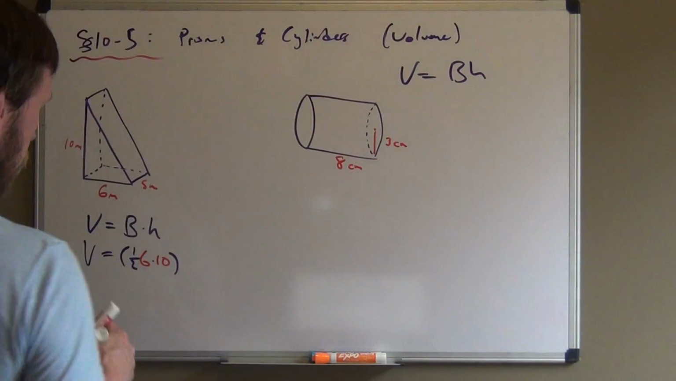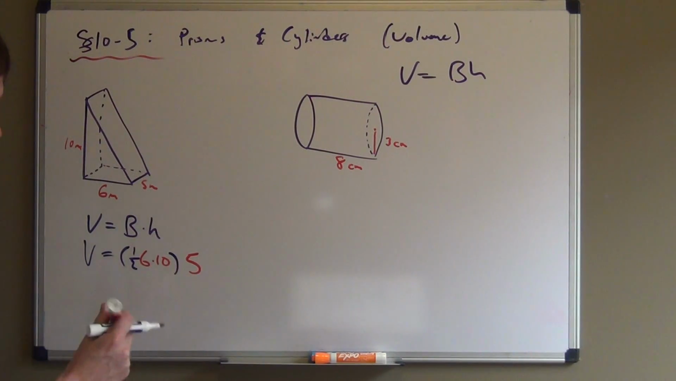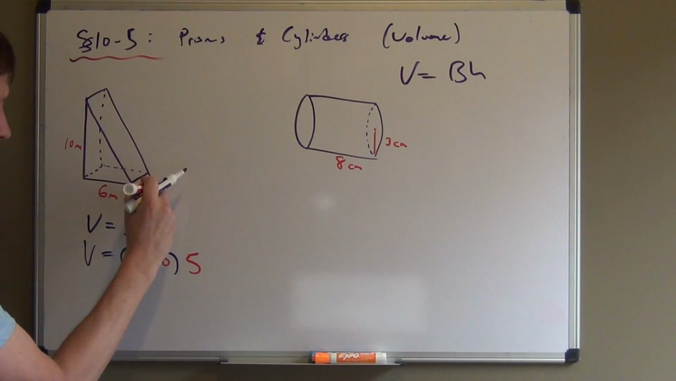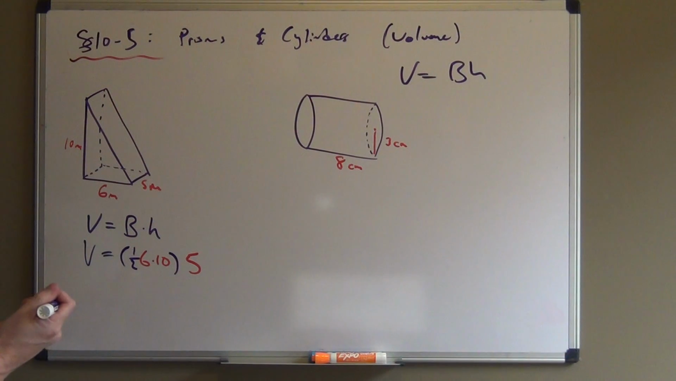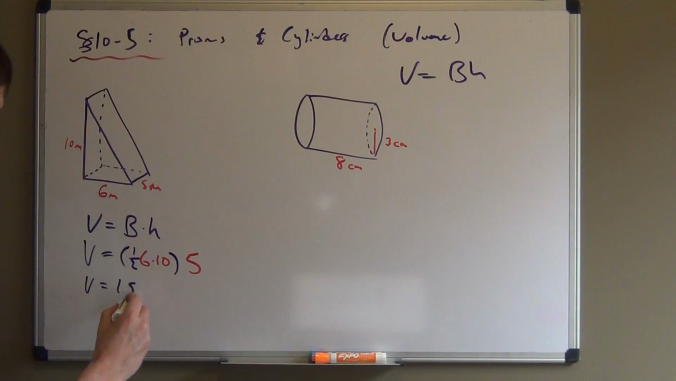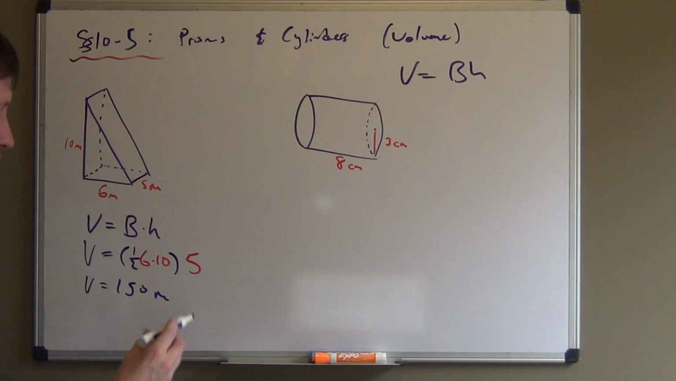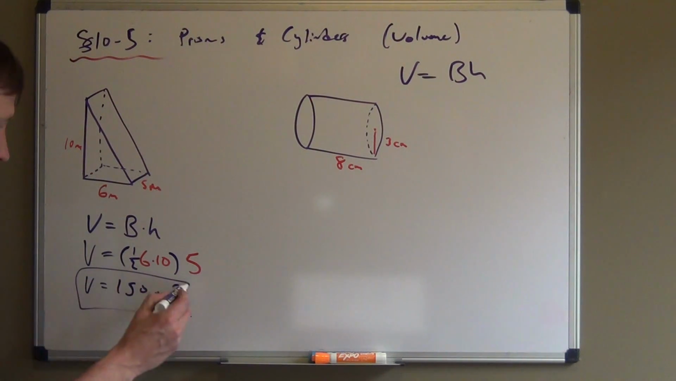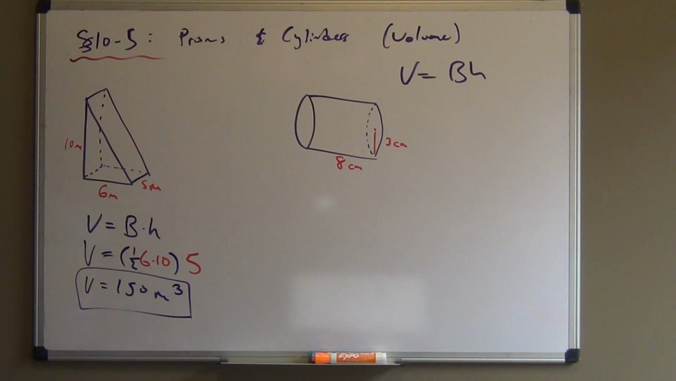The height of this figure is 5 meters, all right? Again, sorry for the handwriting. You guys know the drill. And so here we have 1/2 of 60, which is 30, and then 30 times 5 is 150. These meters are cubed. This is in cubic meters because we are multiplying 10 meters by 6 meters by 5 meters, and so we end up cubing the meters. So that is 150 cubic meters.